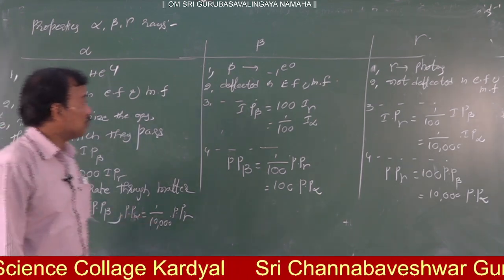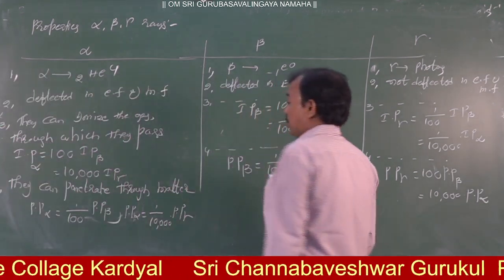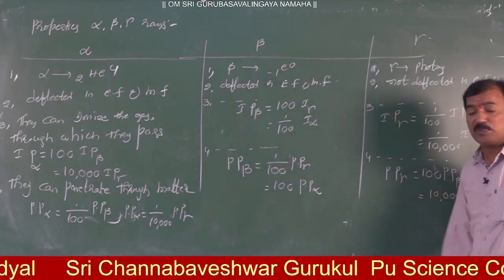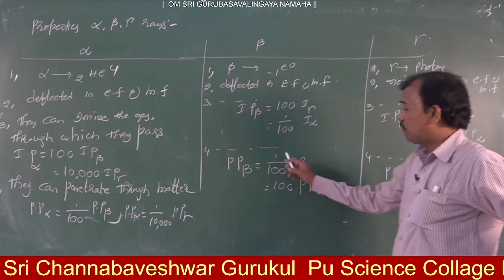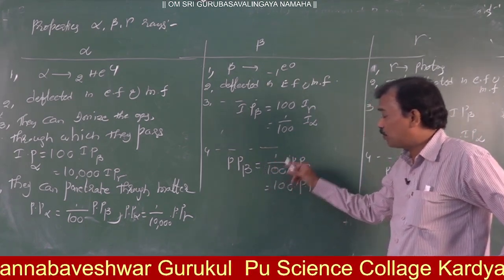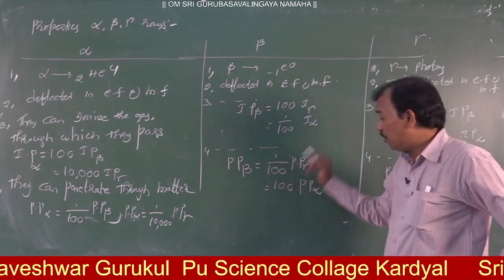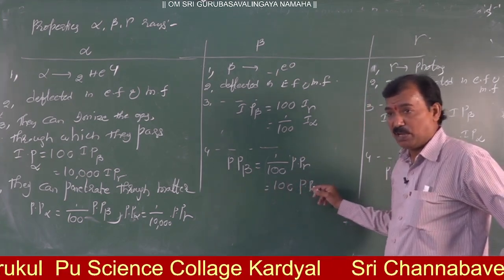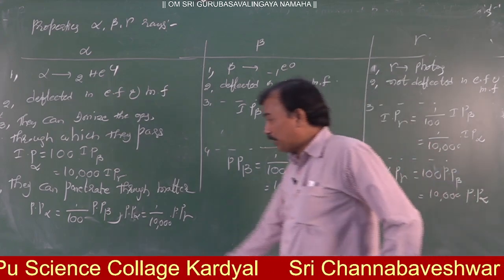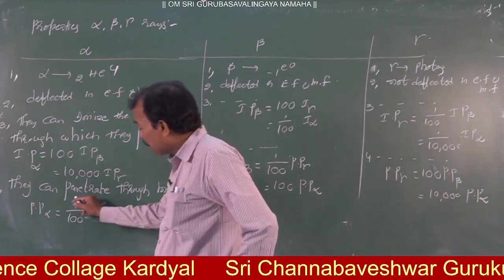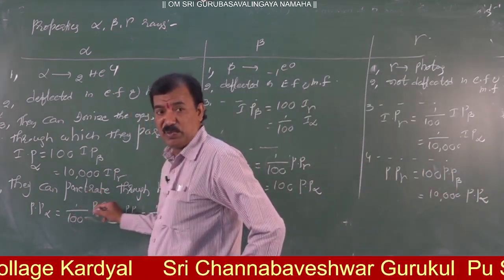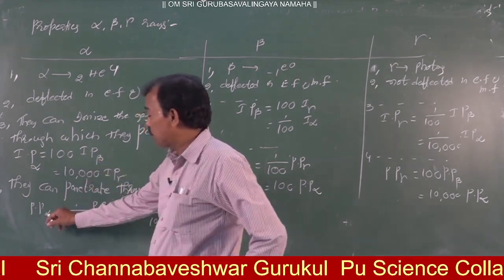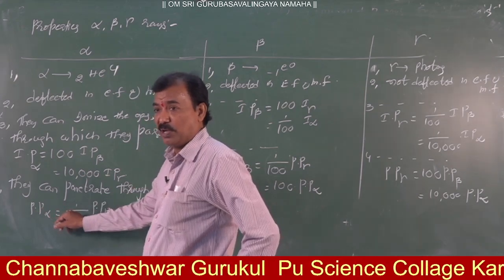Same fourth point for beta: they can penetrate through matter. What is the penetrating power of the beta? This value is 1 by 100 times the penetrating power of the gamma, and 100 times the penetrating power of the alpha. See this equation: the penetrating power of the alpha is 1 by 100 into the penetrating power of the beta. Clear? So the penetrating power of the beta is 100 times the penetrating power of the alpha.